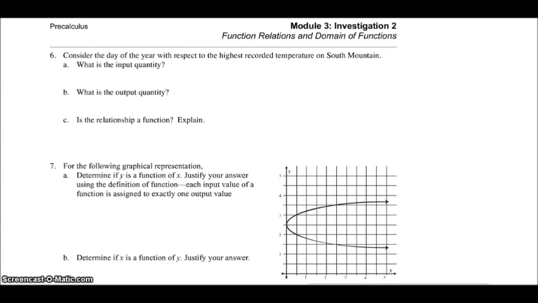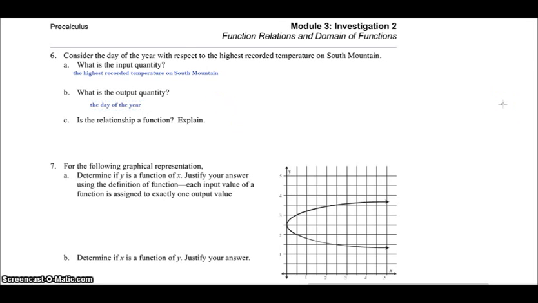Number 6, consider the day of the year with respect to the highest recorded temperature on South Mountain. What is the input quantity? In this case, we're considering the day of the year as our dependent variable, or output, with respect to our input, which is the highest recorded temperature on South Mountain. What is the output quantity? The output quantity is the day of the year. We're considering the day of the year with respect to the highest recorded temperature on South Mountain.